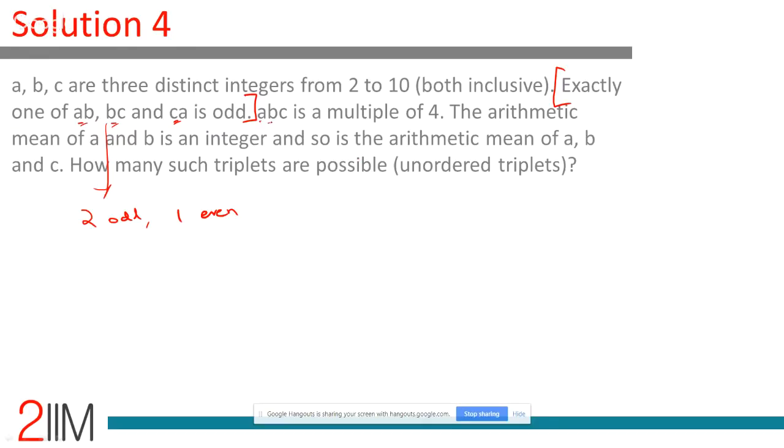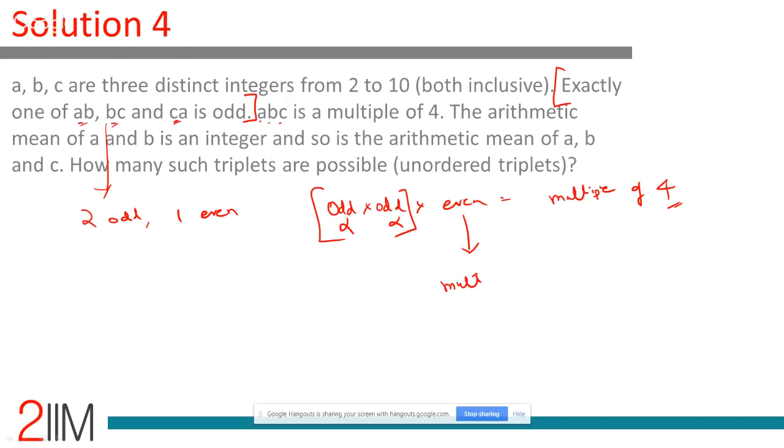A×B×C is a multiple of 4. That tells us there are two odd numbers, and odd times even is a multiple of 4. The odd numbers do not give us anything for 4. 4 can be got by having a multiple of 4, or by multiplying two numbers that are multiples of 2. These two odd numbers cannot give us a 2. So the even number we have is a multiple of 4.